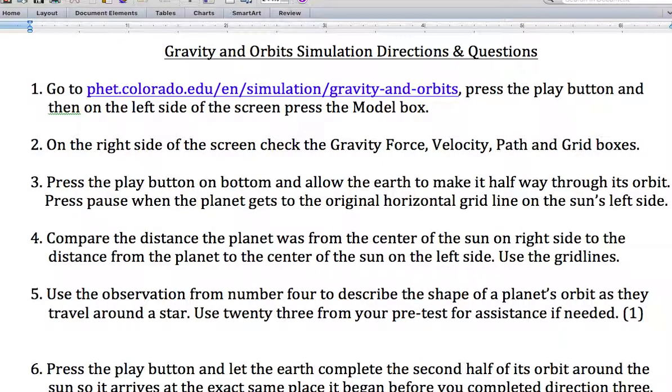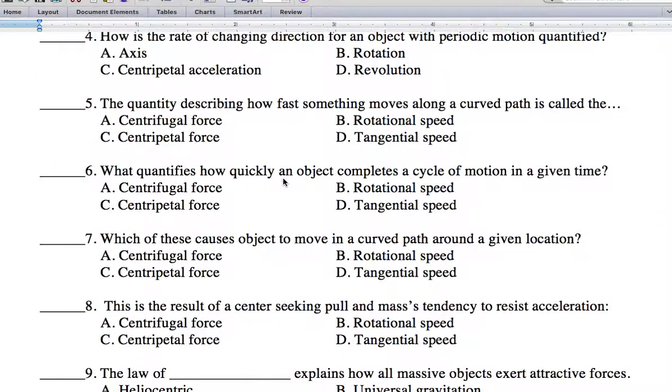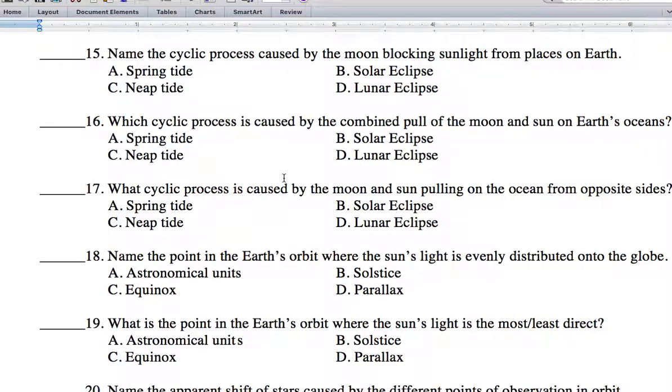When people first discovered that it was the Earth revolving around the Sun and not vice versa, we all assumed that it was circular orbits, but turns out it's not quite circular. So we want to use the observation from number 4 to describe the shape of the planet's orbit, or any planet's orbit as it travels around a star. So we'll use 23 from our pretest for assistance. I don't think we need it, but might as well pull it up here.